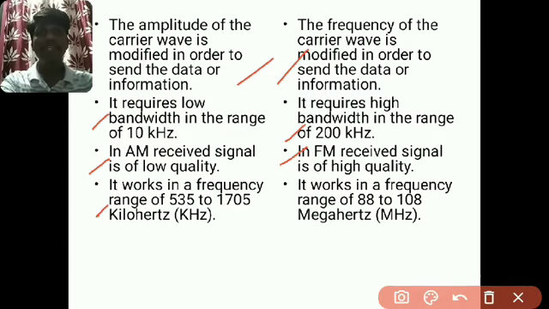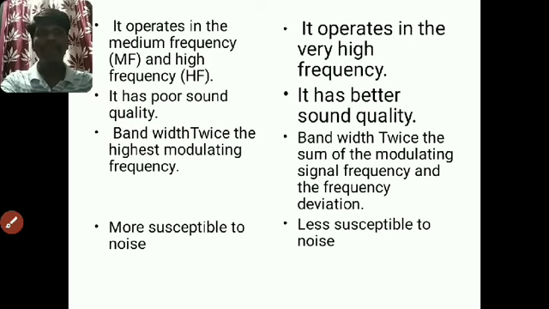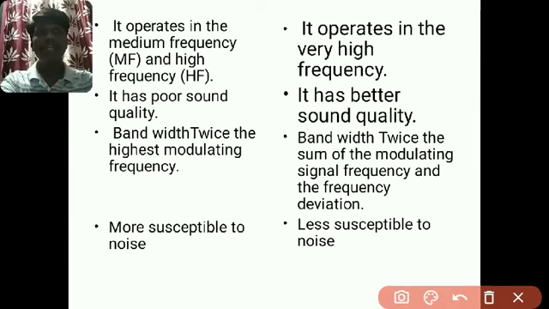And the next one: amplitude modulation works in the frequency range 535 to 1705 kilohertz, and frequency modulation's range is 88 to 108 megahertz. So the quality is high for frequency modulation and low for amplitude modulation. The frequency range of frequency modulation is much higher. That is the comparison. And the next one: amplitude modulation operates in medium frequency and high frequency, and frequency modulation operates only in high frequency.